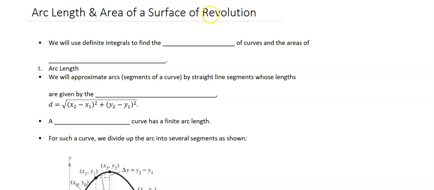We're going to use definite integrals to find the arc length of curves and the areas of surfaces of revolution. So we've already talked about the volume of surfaces of revolution. In this case, we're going to talk about how to find the surface area.